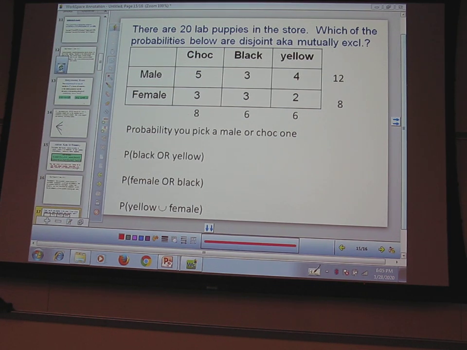Mutually exclusive would be like, we're over here, we're being exclusive of you. And they're like, well, we're over here, we're being exclusive of you. So if you cannot be, like, black labs, we have no chocolate labs in our group. The chocolate labs are, we have no black labs in our group. So they're mutually exclusive of each other. Does that kind of make sense? Good.